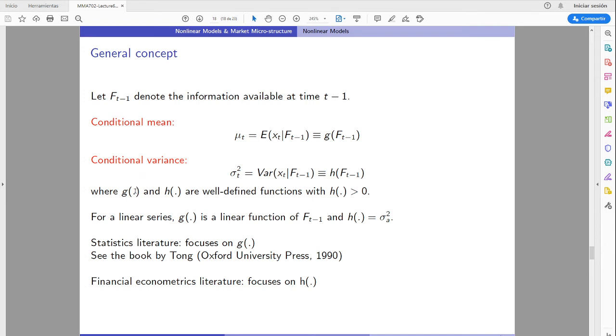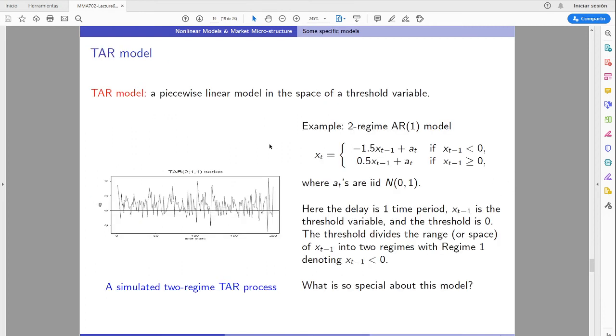And so g and h are both well-defined functions. This is positive because it's defined as the square of something real. And for a linear series, g is a linear function of f_{t-1} and h. Statistics literature generally focuses on function g, but financial econometrics generally focuses on h. So you might as well take a small grasp on both.